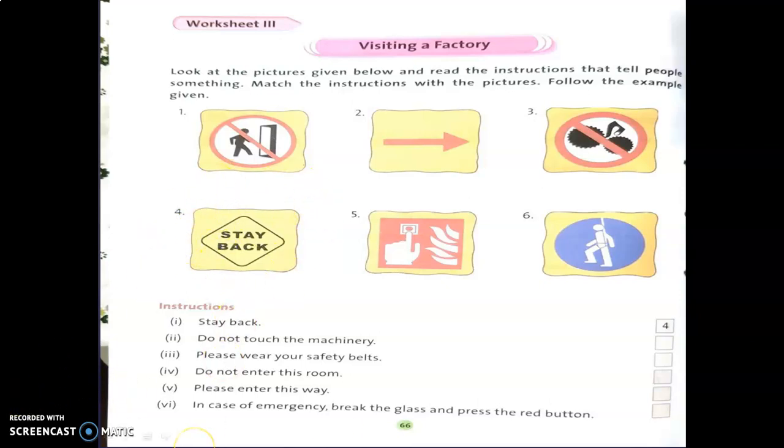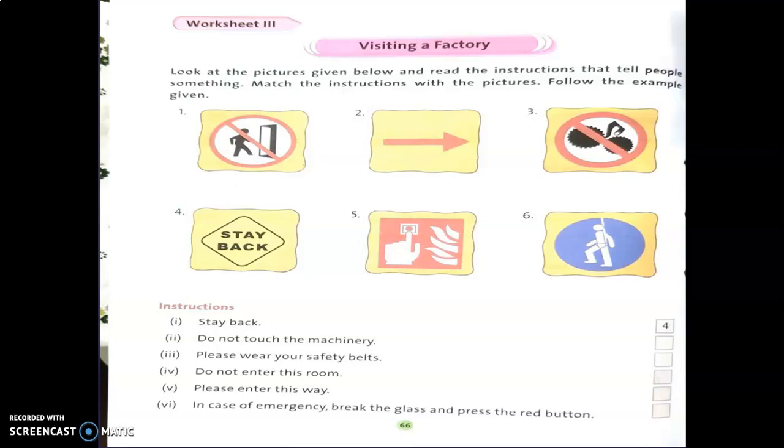It is clear. Now we will see: do not touch the machinery. Please wear your safety belts. Do not enter this room. Please enter this way. In case of emergency, break the glass and press the red button.